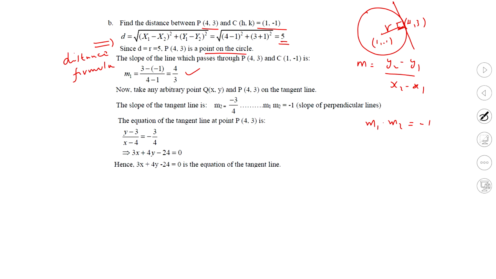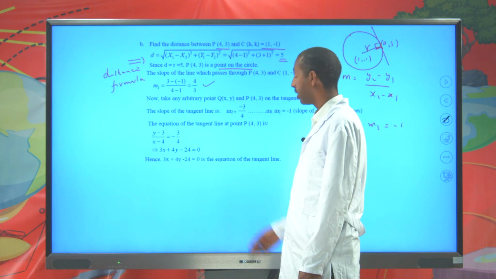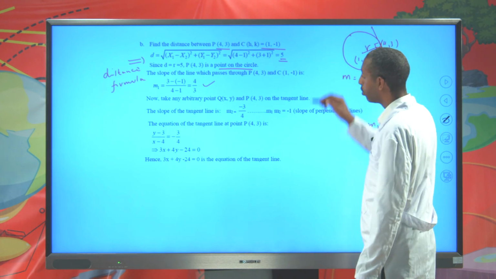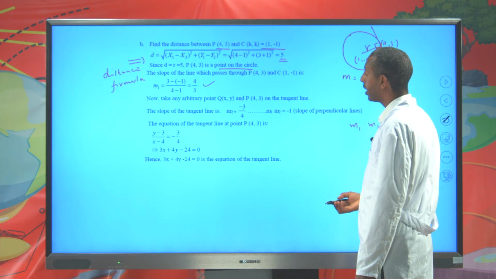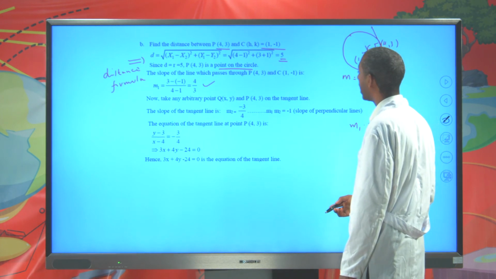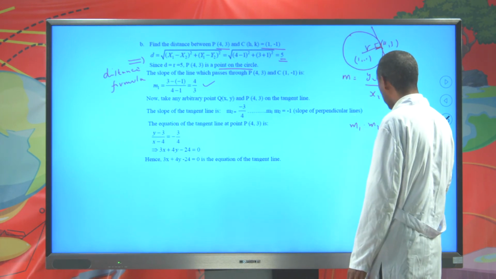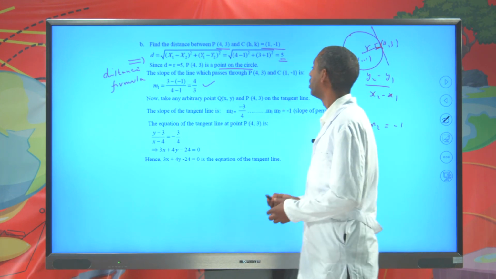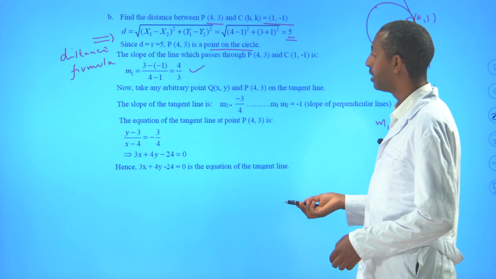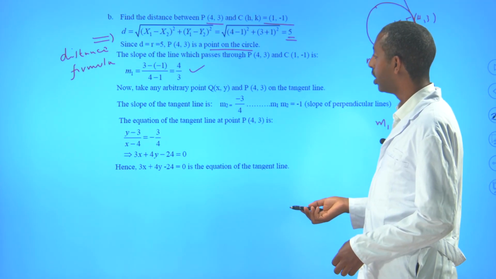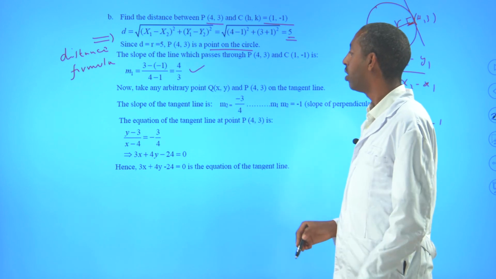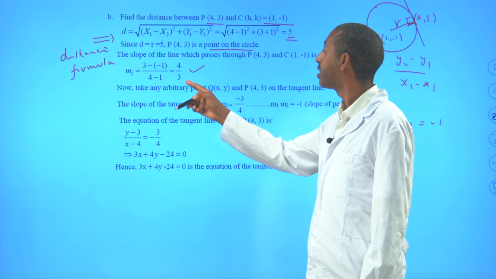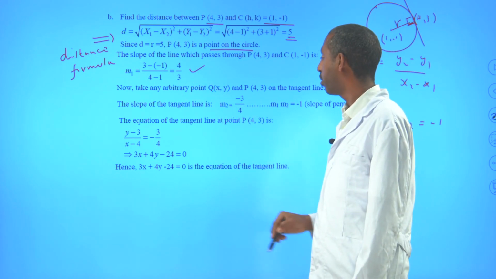We already know the gradient of the radius, the line which passes through the center, 4/3. Then to find the slope of the tangent line, once you know the gradient of one of the lines, to find the gradient of the other line, just find the reciprocal of this number, then multiply it by -1. So the reciprocal of 4/3 is 3/4. Then multiply it by -1.